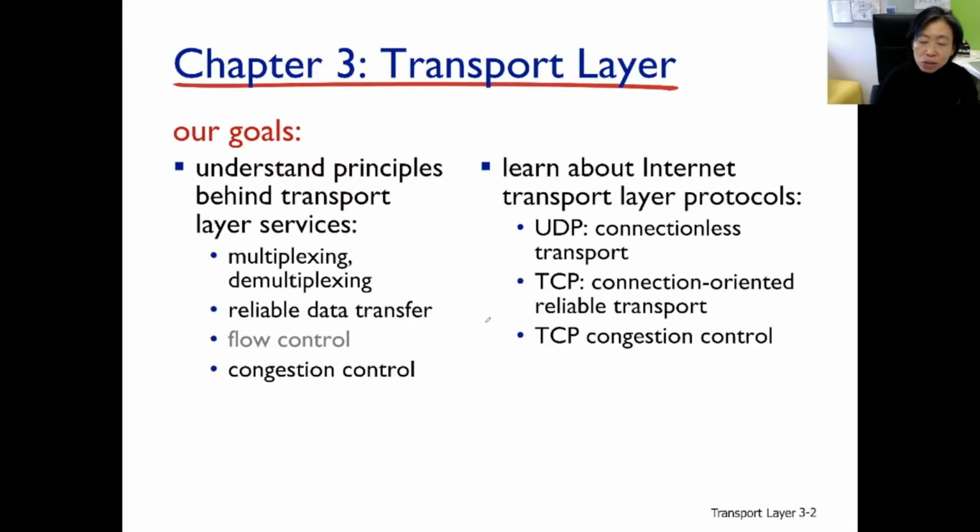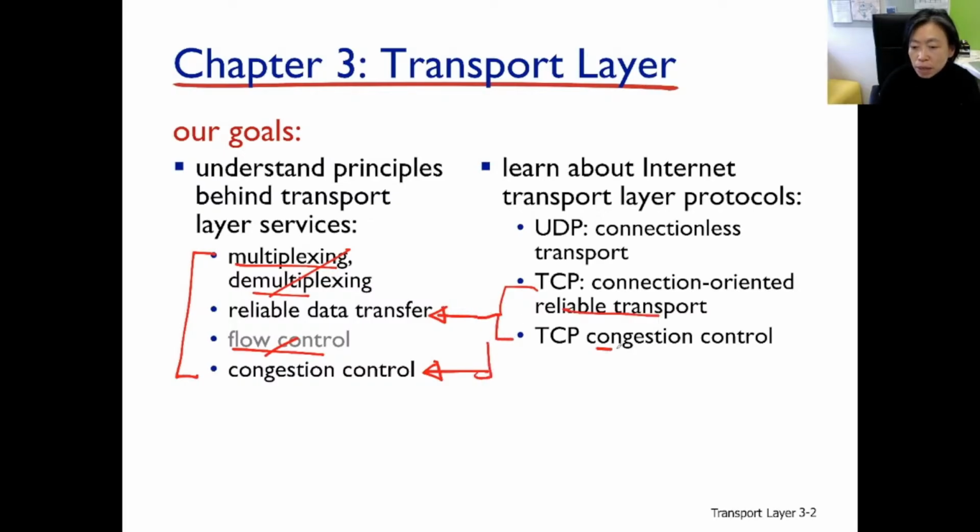In the transport layer service, there are a number of important functionalities: multiplexing, demultiplexing, reliable data transfer, flow control, and congestion control. Each of these is important, but multiplexing, demultiplexing, and flow control are super simple. They'll be done in one slide or a couple of slides. What's going to take us quite some time is reliable data transfer, and then slightly less, congestion control. Both of these functions are implemented in TCP.